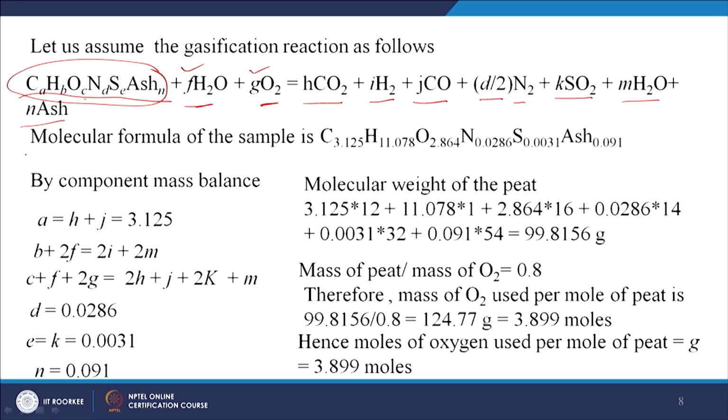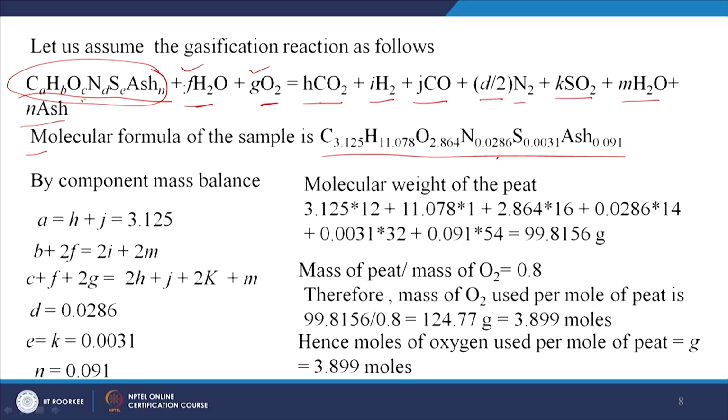Now, we have the molecular formula we have just derived. If we compare this and this, then we can get the values of A, B, C, D, E and N, and from this we are getting H, I, J, D by 2, K, M, N, and we are also using G and F. So, there is some relationship.